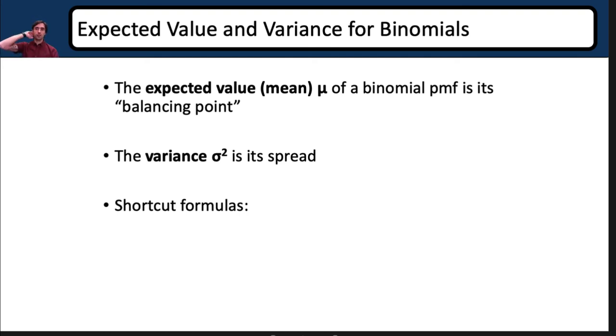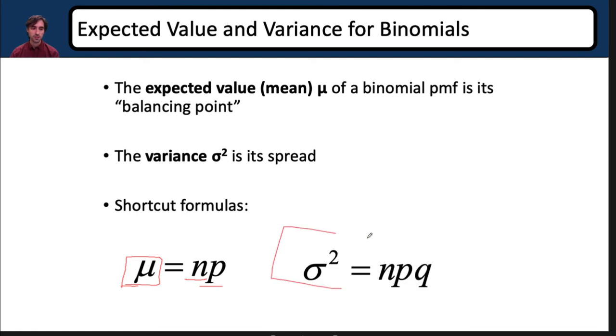So let's move on to the expected value and the mean of a binomial PMF as its balancing point, as well as the variance, which is its spread. Remember that this symbol right here is mu, and this is the population mean. The way you find that is you multiply your n times your probability of success. And your variance is going to be n times p times q.